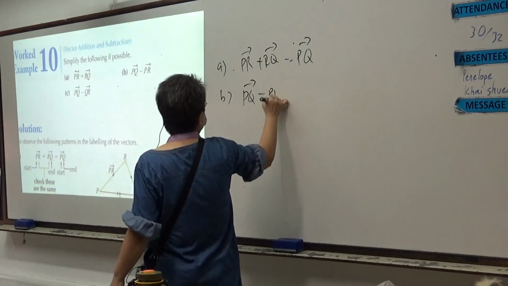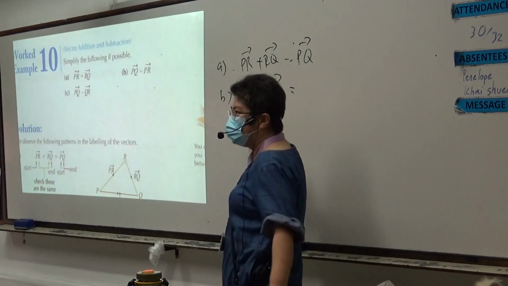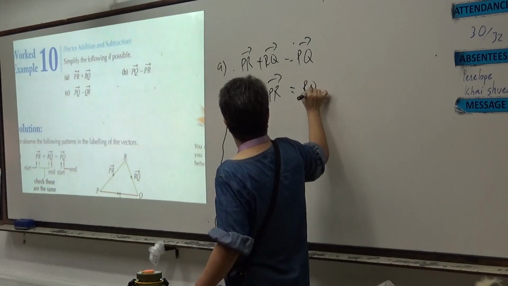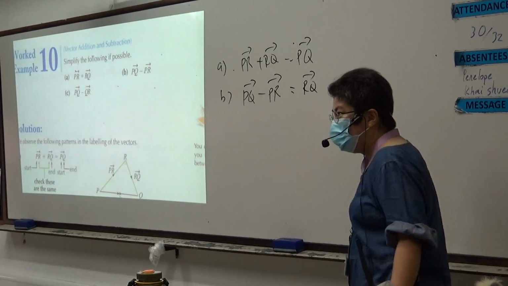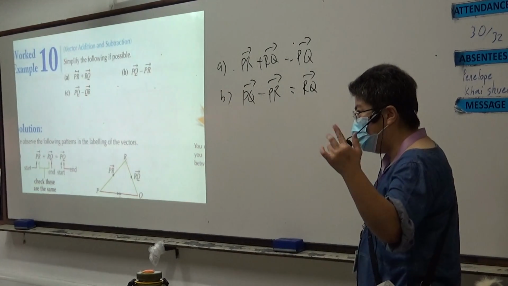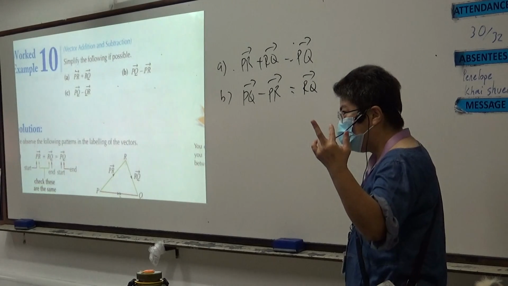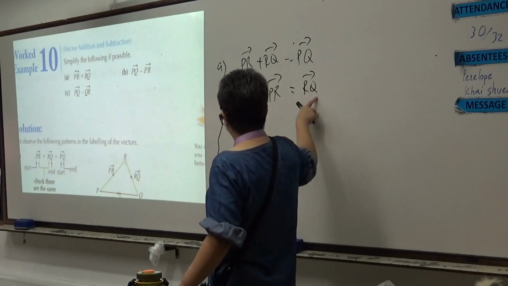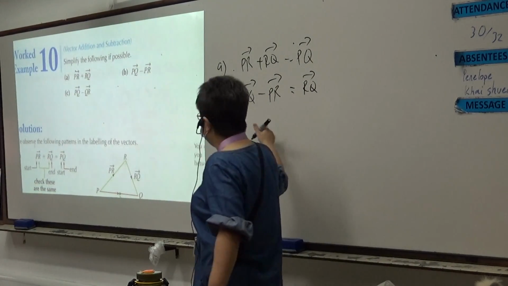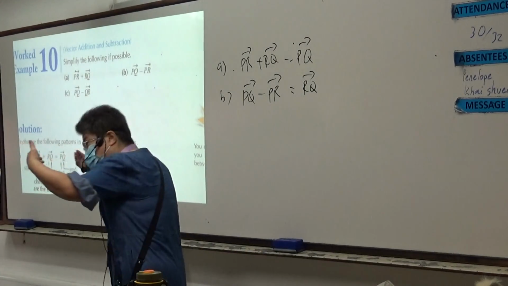PQ minus PR. Now, what do you notice? The first letter is the same, right? So this one becomes what? RQ. Just now remember I said AB is OB minus OA. Alright, so RQ will be PQ minus PR, right? Okay? And you must know how to go and then must know how to come back.